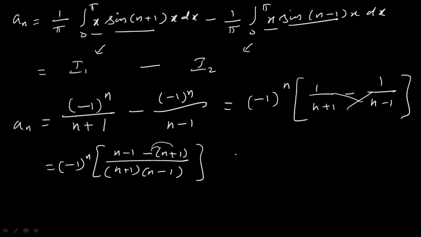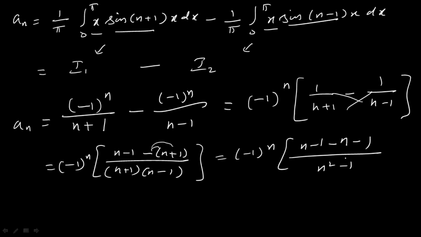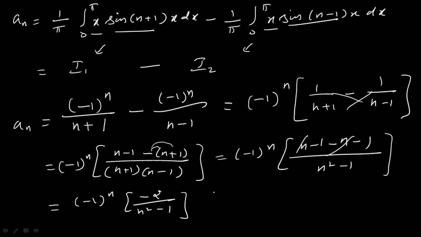You take this minus inside, so what you get? Minus 1 whole power n, minus 1 minus n minus 1, whole divided by this, sum a plus b product a minus b, that is nothing but a square minus b square, that is n square minus 1, isn't it? So plus n and minus n being cancelled, so you have only minus 1 whole power n, minus 2 divided by n square minus 1, isn't it? So the value of a n you have calculated is minus 2 times minus 1 whole power n divided by n square minus 1.